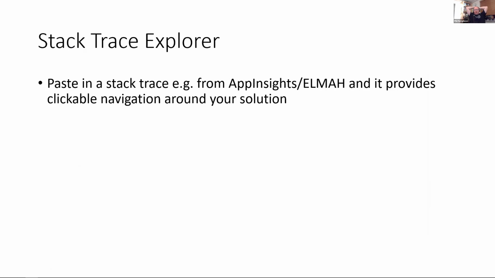I haven't got a demo for this, but if you get a text stack trace, like you get in Elmah or from App Insights, you can paste it into the Stacktrace Explorer, and it'll give you hyperlinks into your code. So you can easily click straight to a line or a method that's throwing an exception, and it just makes it much easier to navigate around the stack trace and get to the bottom of what's causing your exception.